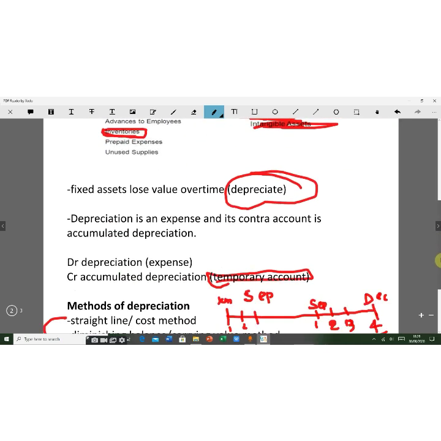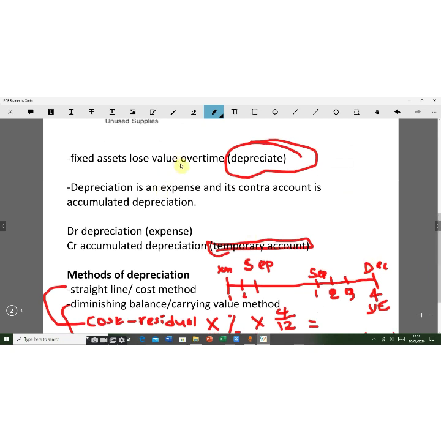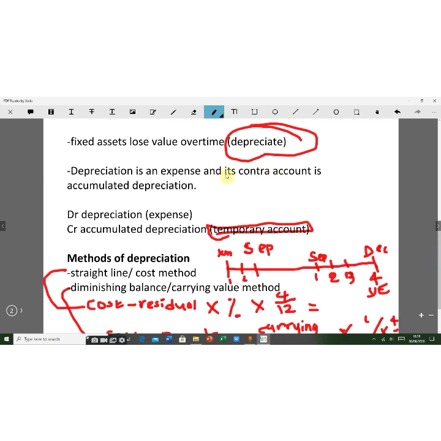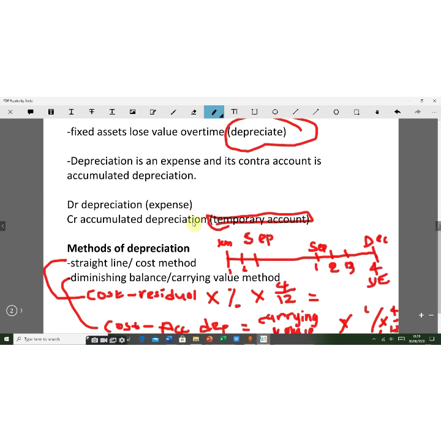And then we also proceed to say fixed assets lose value over time. So now the word that we use for the loss in value is depreciation. So fixed assets depreciate, and also fixed assets can be called non-current assets or tangible assets. So depreciation is an expense and its contra account is accumulated depreciation. So accumulated depreciation is a temporary account, as you can see here.